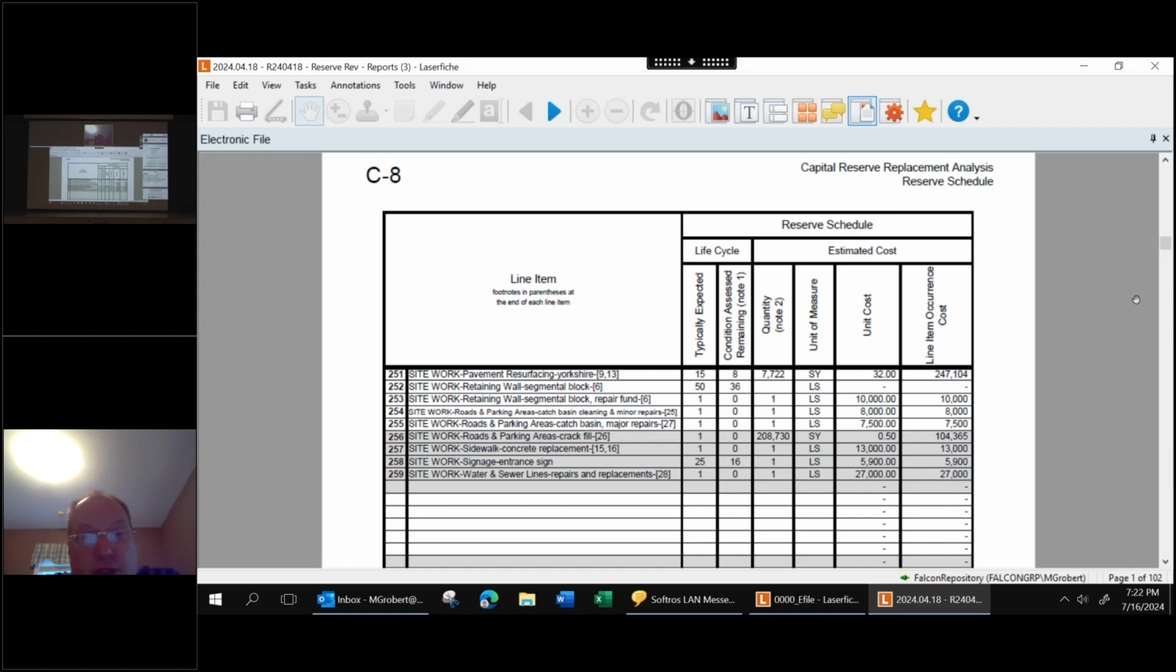So using all of that, the next thing we had to do was for each of the various line items, we have to assign what we call a unit cost, whether it's in square yards or a lump sum or square feet. Obviously, that's the most important part of the reserve, is what the unit cost is for each of these components.